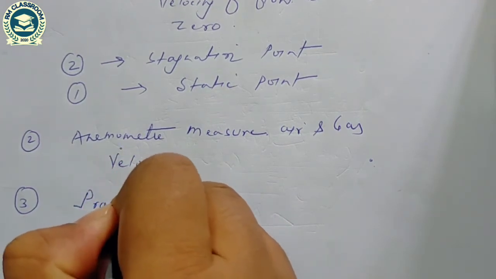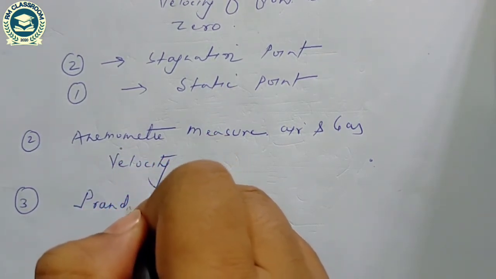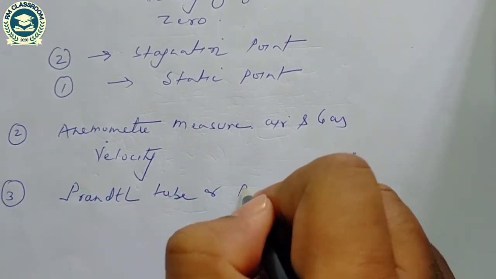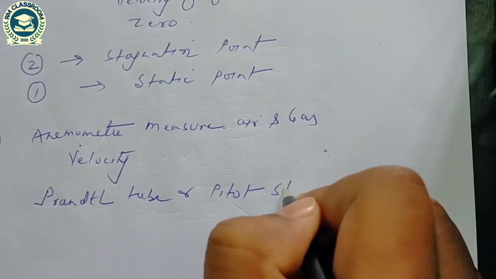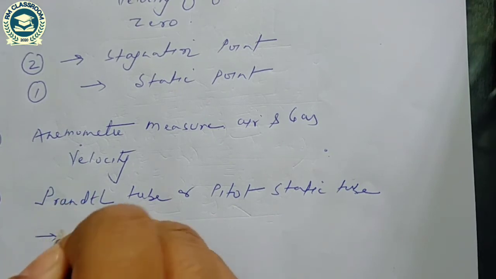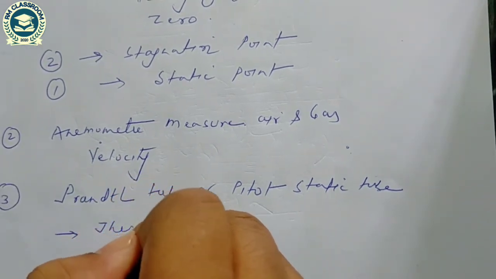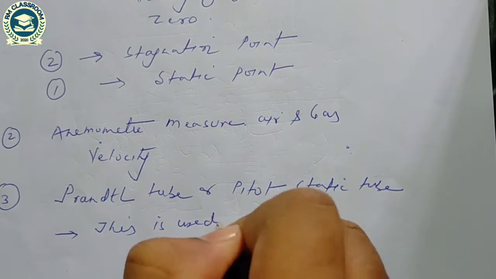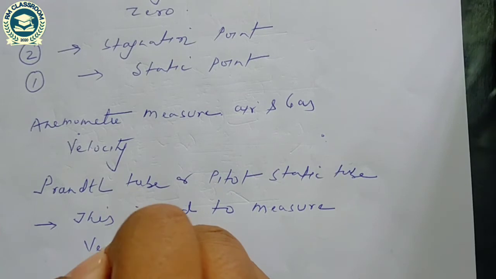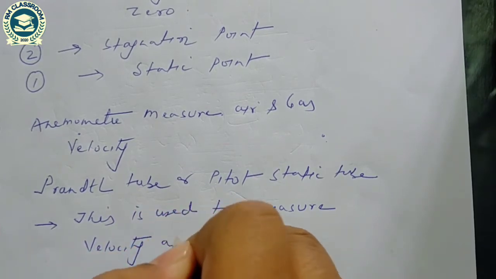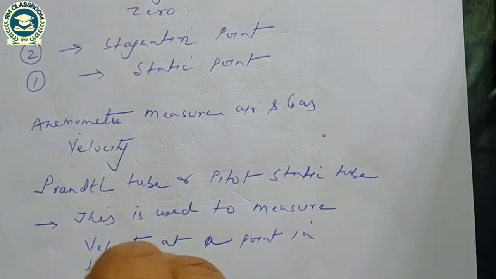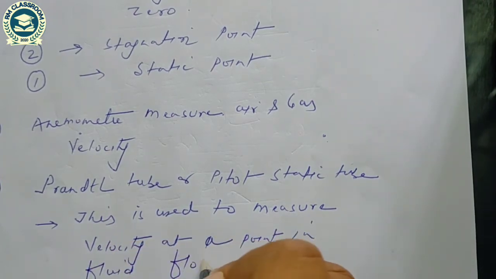Similarly, the Prandtl tube or pitot static tube is used to measure velocity at a point in fluid flow.